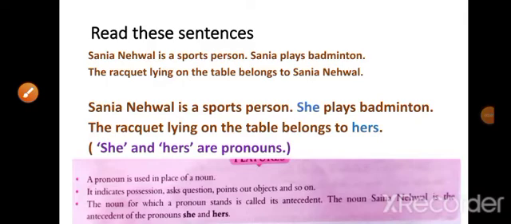Read these sentences. Sania Nehwal is a sports person. Sania plays badminton. The racket lying on the table belongs to Sania Nehwal. Instead of using the nouns again and again, we can replace them with pronouns and write: Sania Nehwal is a sports person. She plays badminton. The racket lying on the table is hers. So, she and hers are pronouns.